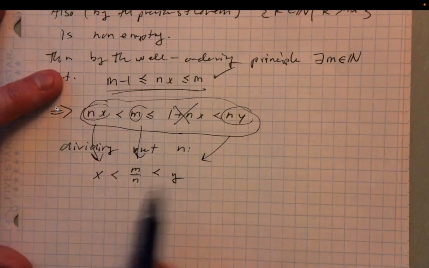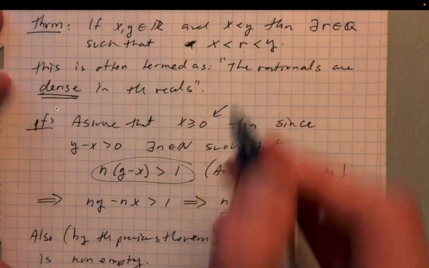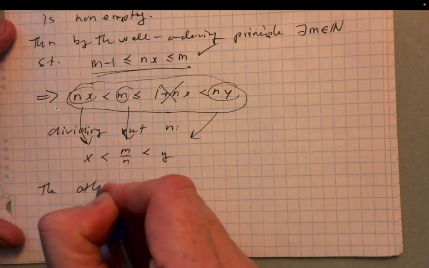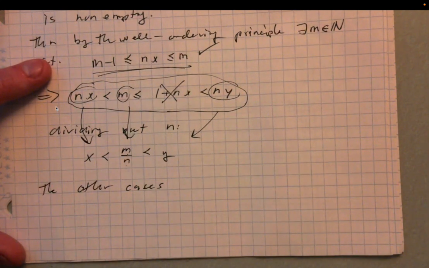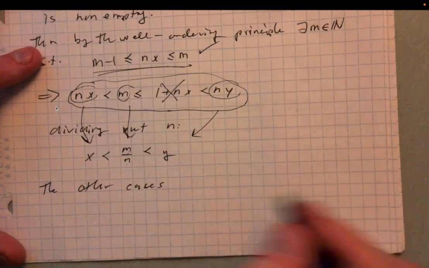right? And so this is just one case. This is, of course, the case where x is greater than or equal to 0. So there are other cases to consider as well. The other cases are actually somewhat easier, and I'll leave them up to you.